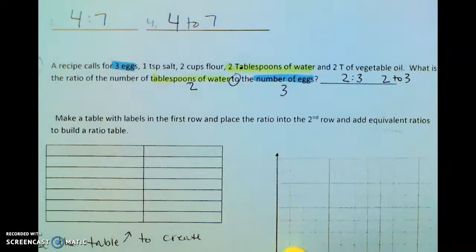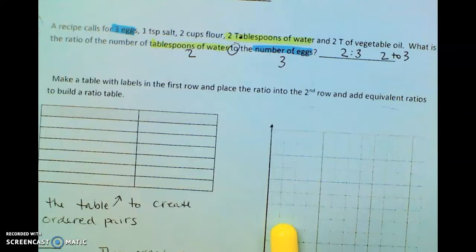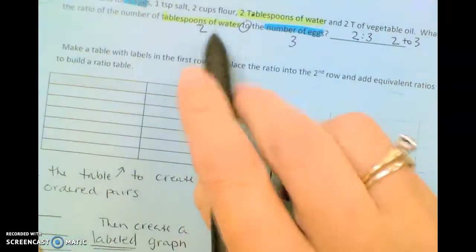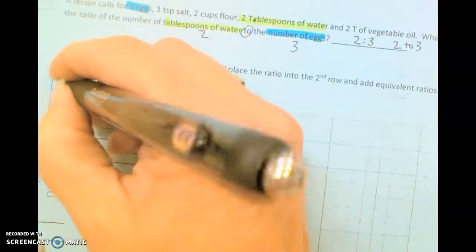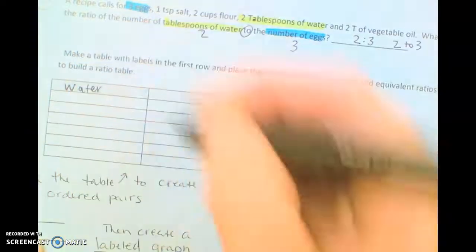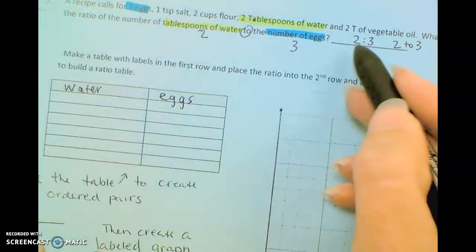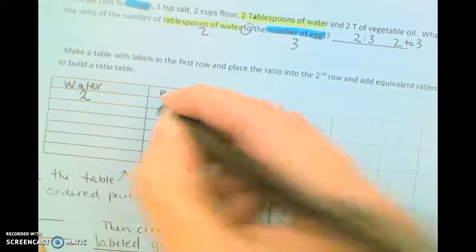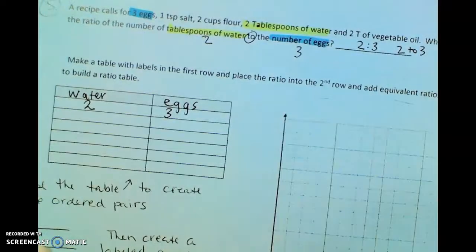Next it says, make a table with labels in the first row and place the ratio into the second row and add equivalent ratios to build a ratio table. So our labels are going to be these descriptors here that we highlighted. So this is going to be water, and this is going to be eggs. What I know about water is that I need 2 tablespoons for every 3 eggs. So now I can use that to build my equivalent ratios.